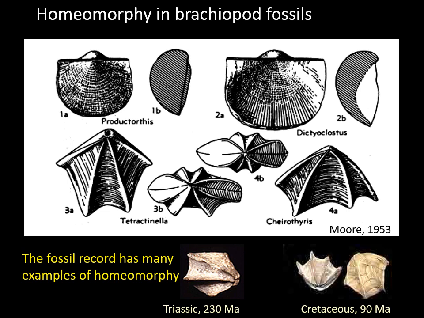We can also observe the same type of homeomorphic, or convergent evolution, phenomenon in something like brachiopods. If you look at the first two on the top, Predacthornis and Dictyoclastus, these two brachiopods look very, very similar. In fact, you have to be something of a brachiopod expert or have studied brachiopods a bit to identify the differences. Same thing with Tetactronella and Caryophysis. These two brachiopods look very, very similar, but they're separated by almost 200 million years. Tetactronella and Predacthornis are Triassic, and the other two are Cretaceous. So in these examples of homeomorphy, we have organisms rhyming a form.